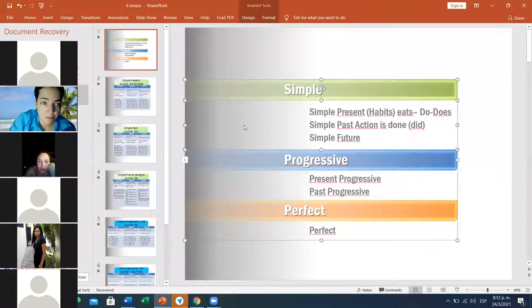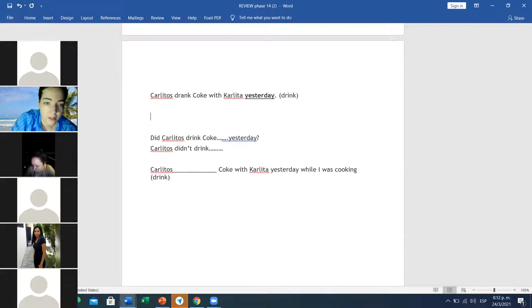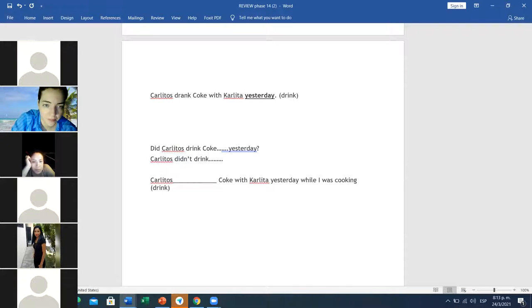Then we have the simple future. Es más fácil. What do we use in the simple future? ING. She's going to base form. Quiero que me hagan esta oración en simple future. Carlitos, hágamela por favor, ¿cómo sería esta oración? In the simple future. Carlitos going to.